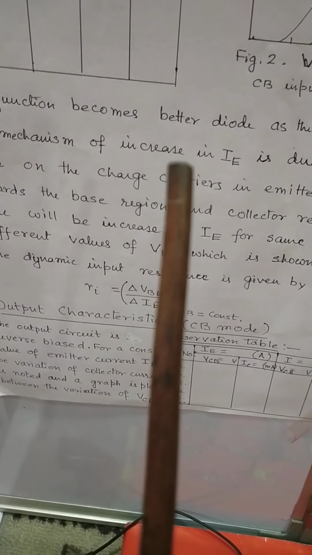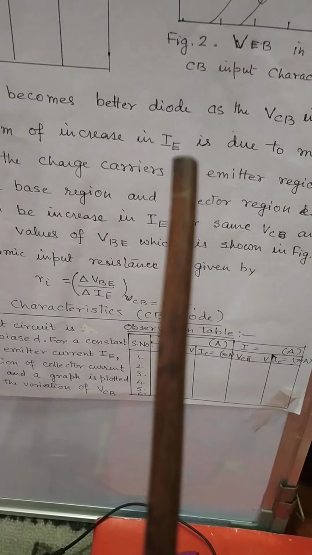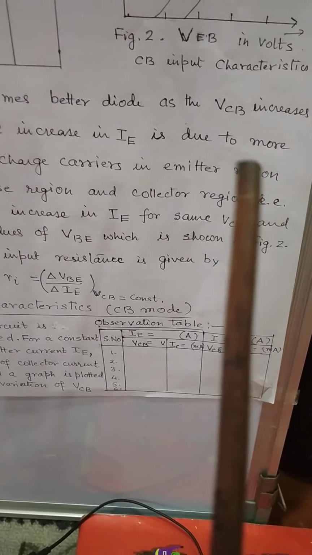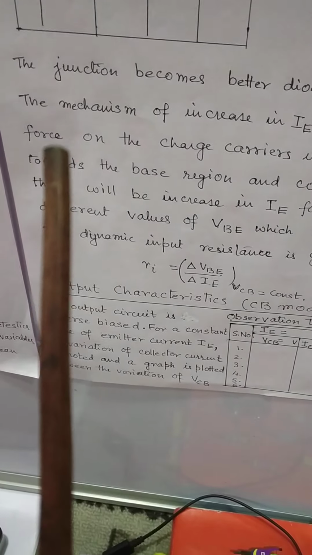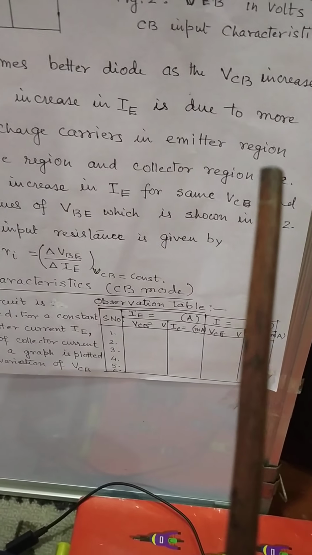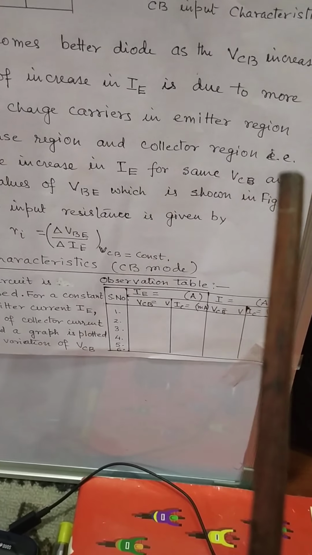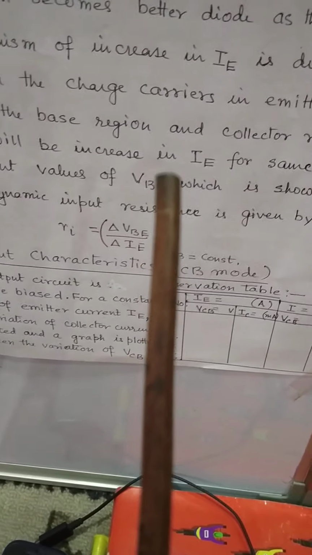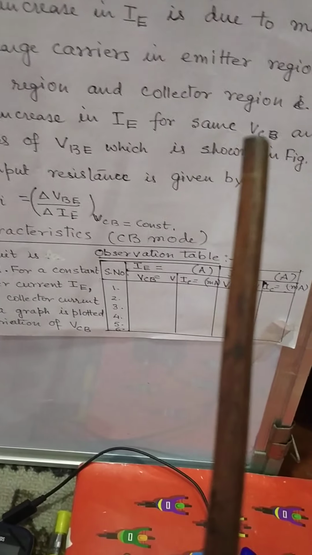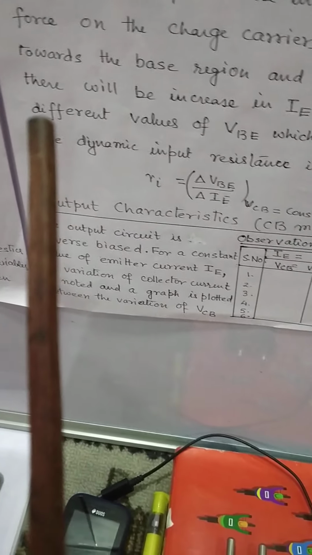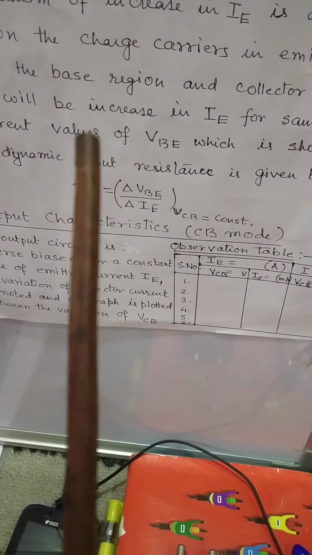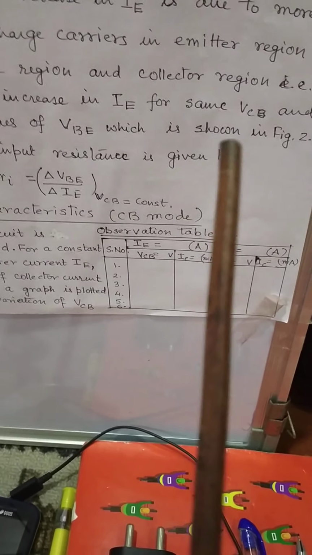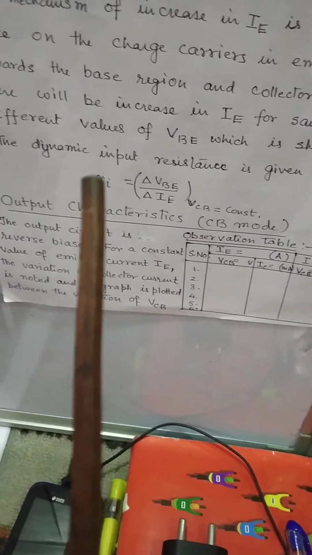The mechanism of increase in IE, that is emitter current, is due to more force on the charge carriers in the emitter region towards the base region and the collector region. There will be an increase in the IE for the same VCE, and different VCE for different values of VBE, which is shown in figure 2.